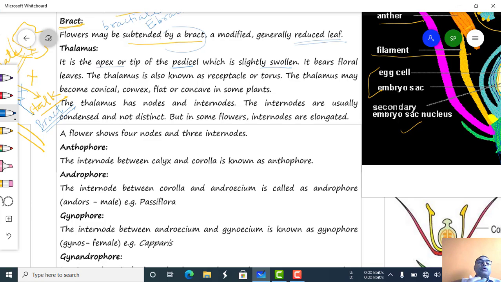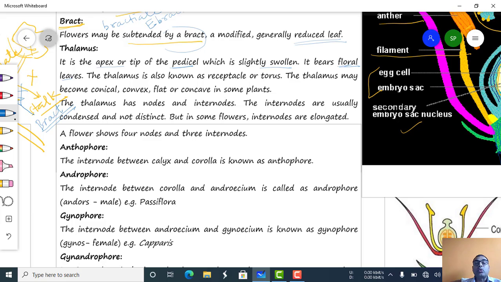It bears floral leaves. Which are floral leaves? Calyx, corolla, androecium, and gynoecium. These are actually the floral whorls. And sepals, petals, tepals, stamens, carpels, these are actually considered as floral leaves.